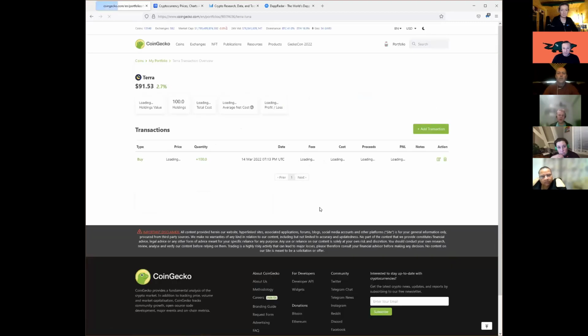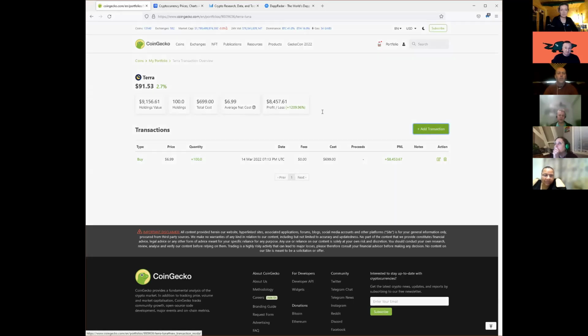I think if I click on that one, it will show transactions. So this is a dummy transaction, but I assumed I bought it in March last year. It was $6.99 a token. I bought 100, and that cost me just under $700. And since then, to today's date, it's actually grown, and I've had a profit of nearly $8,500 just from that one purchase.